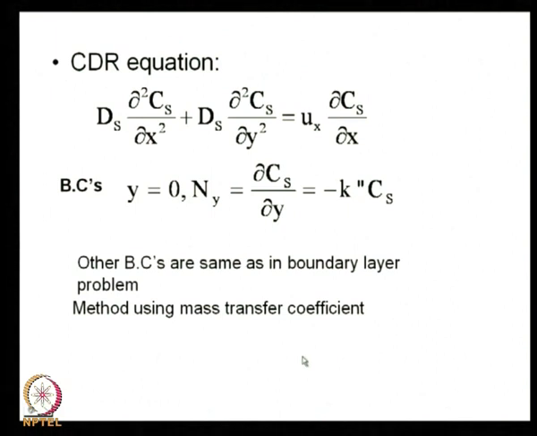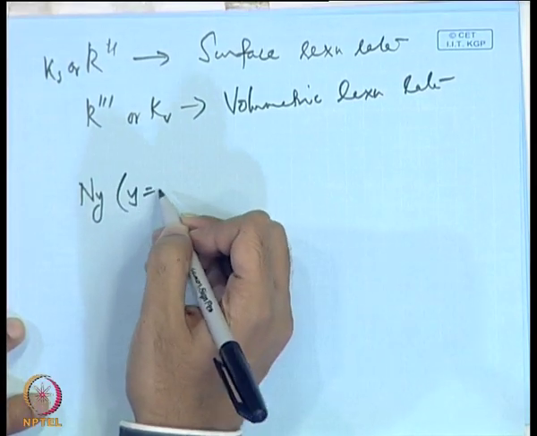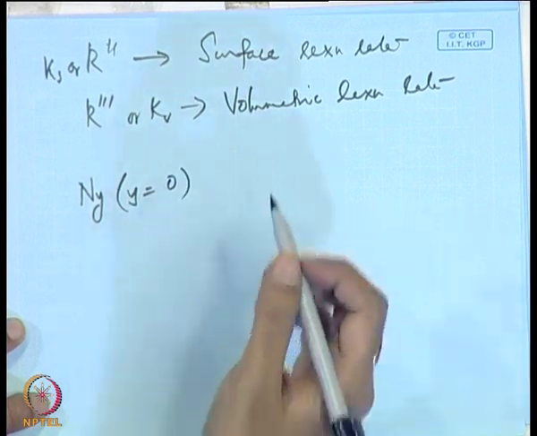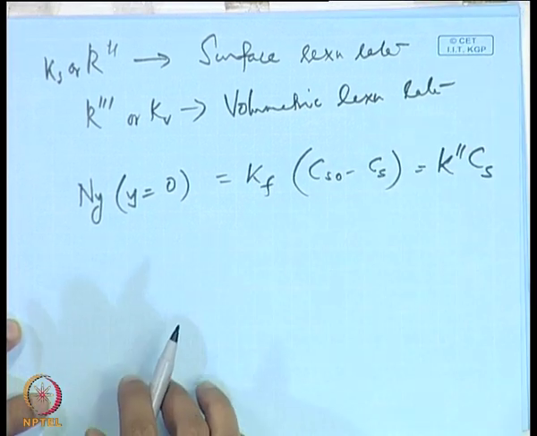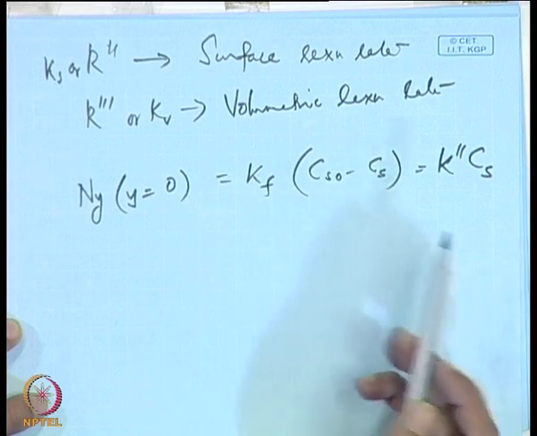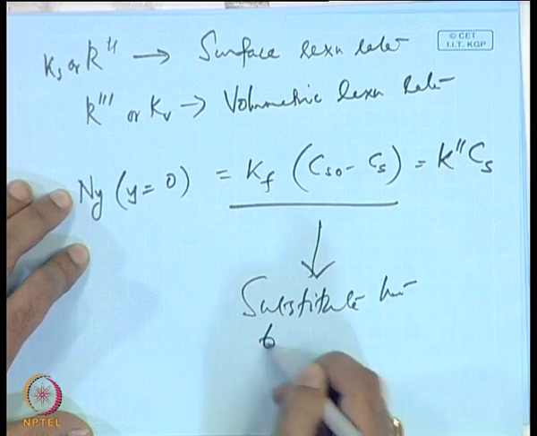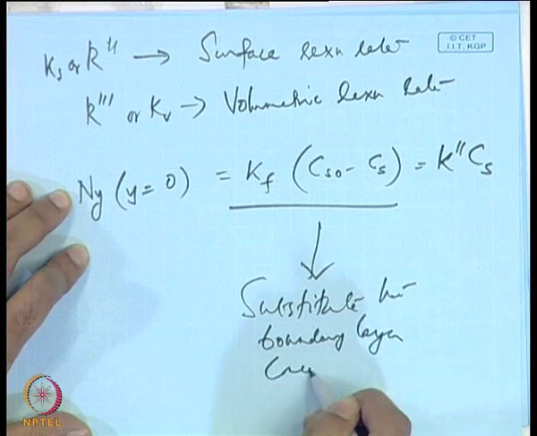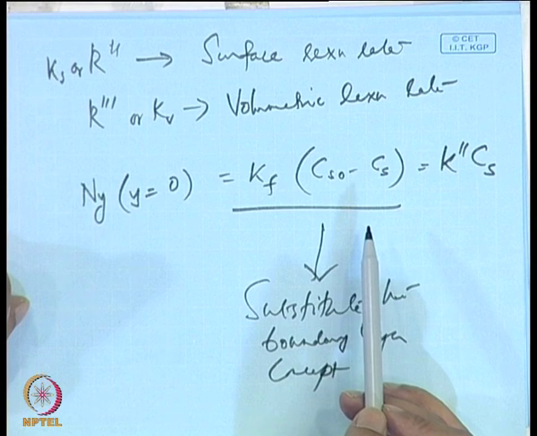So, the second method that we can use is a method using mass transfer coefficients, which is that you assume a mass transfer coefficient and the rate of mass transfer equals the rate of reaction. It is a very straightforward concept. Okay. So, this is what you do here, it is on your screen. At y equals 0, Kf into Cs naught minus Cs equals K double prime into Cs. Okay. Very straightforward. Through the mass transfer coefficient you substitute the whole concept of the boundary layer, that is Cs naught minus Cs, the difference between outside the boundary layer and at the surface, times the mass transfer coefficient for the boundary layer equals what is being consumed at the interface.